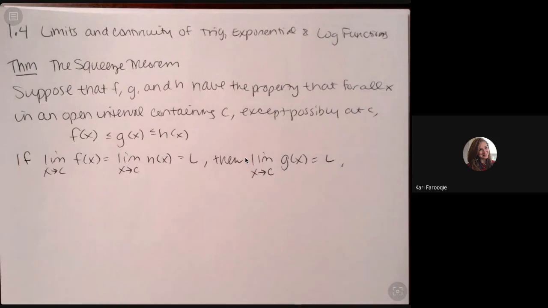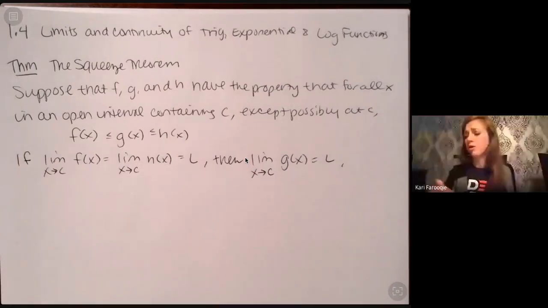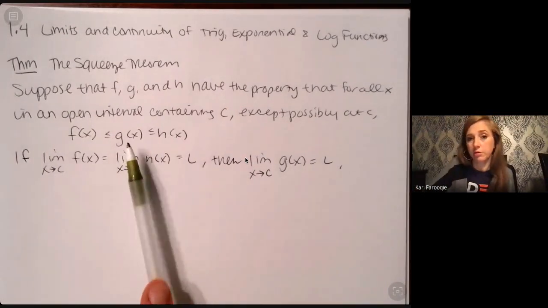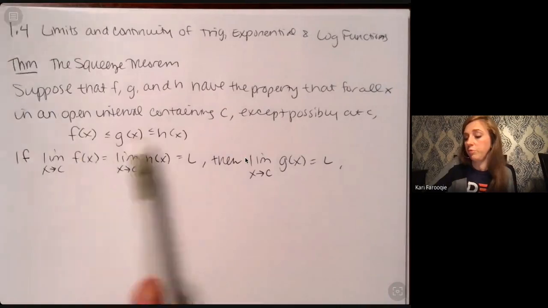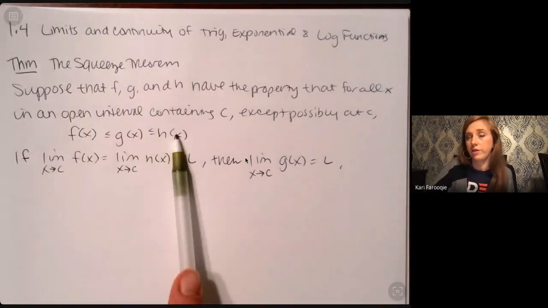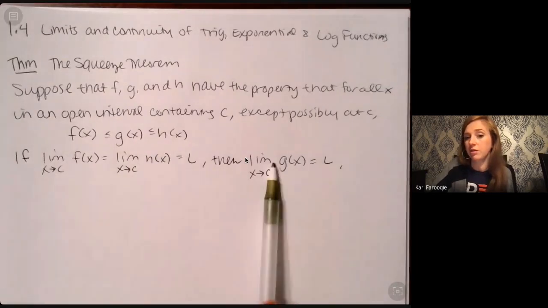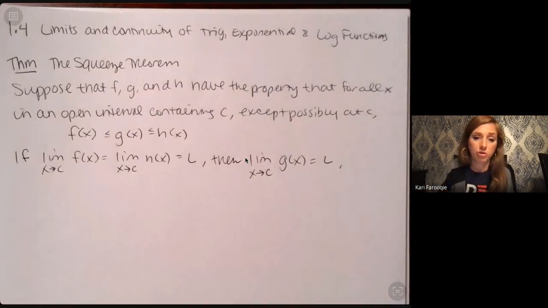And if you're wondering, okay, how would this be useful? Why would this matter? When would we need this? Well, sometimes you're going to have a hard time finding the limit of g, but you might be able to build functions f and h. And then as long as you can do that and show that g is between them and that f and h have the same limit, then you can make a conclusion about g without actually having to look at the limit of g. And of course, I'm going to give you two examples of that.